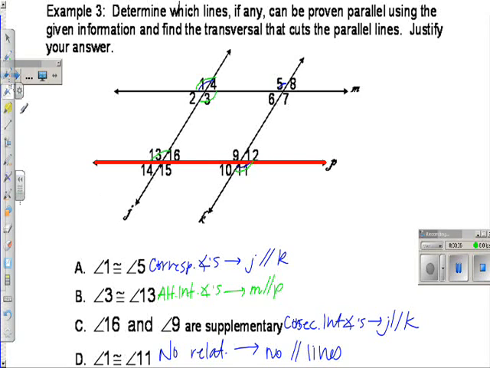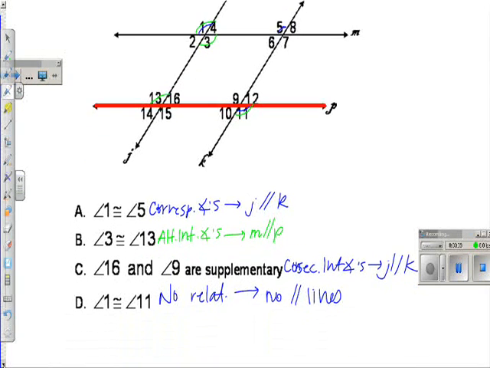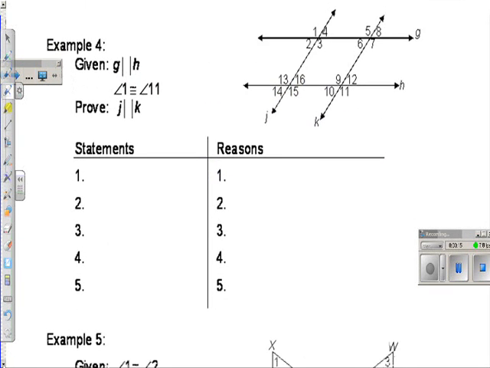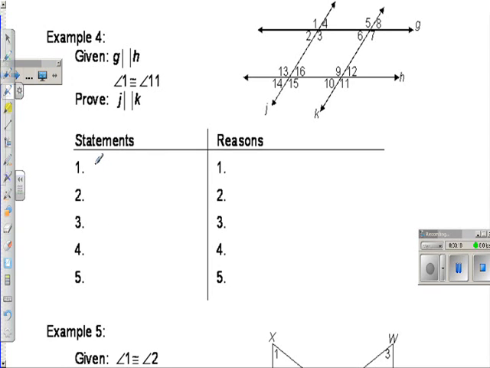Okay, so from here, let's come down and look at example 4. On example 4, you're given that line G is parallel to H because it's given. So you immediately want to come down and mark your picture with the arrows on both. That tells us that those are parallel to each other. Then we also know that angle 1 is congruent to angle 11, again because it's given, and we want to mark our picture. They told us that because we couldn't have said that based on anything else. We want to prove that J is parallel to K.